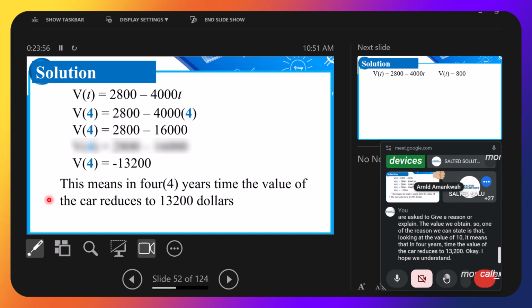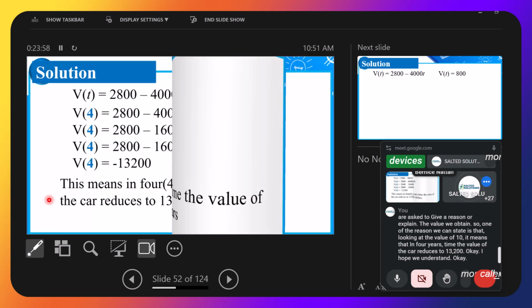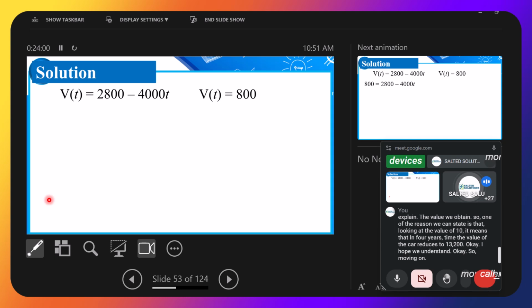So moving on to the B part. In the B question, we were told that we need to find T when V of T is 800. So this goes to mean that the price of the car was noted at a point to be $800.